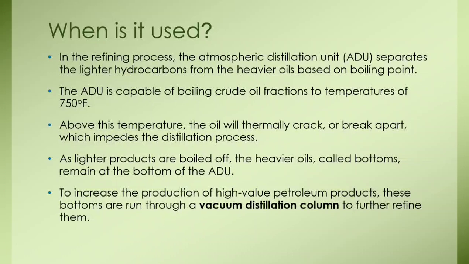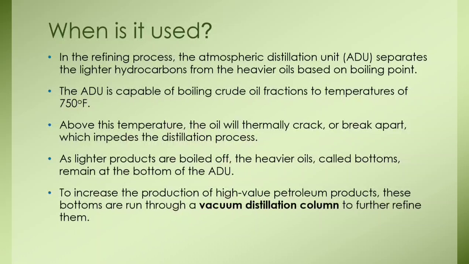Now, the question is, when is it used? If we already have an atmospheric distillation unit to refine our products, then when is a vacuum distillation column used? In the refining process, the atmospheric distillation unit, also known as ADU, separates the lighter hydrocarbons from the heavier oils based on boiling point. The ADU is capable of boiling crude oil at temperatures up to 750 degrees Fahrenheit. If the temperature is above 750 degrees Fahrenheit, the oil will thermally crack or break apart, which impedes the distillation process. As the lighter products are boiled off, the heavier oils, also known as bottoms, remain at the bottom of the ADU.